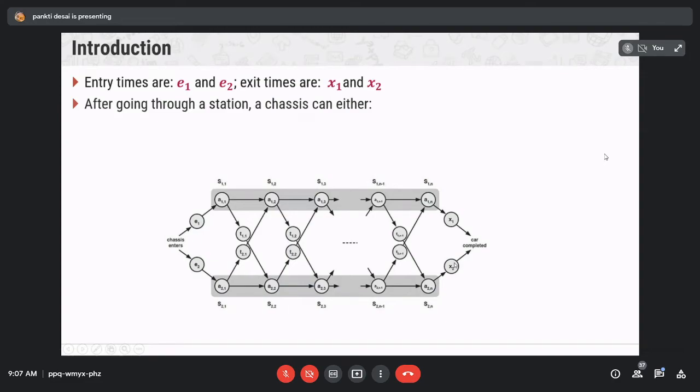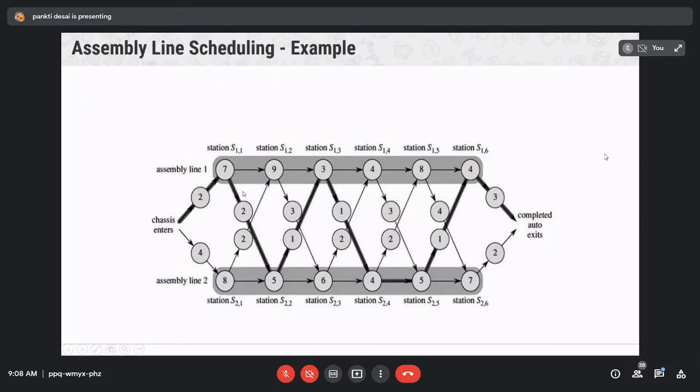Now, after going through a station, the chassis can either stay on the same line at no cost, or transfer to the other line. To transfer from one line to the other, the time is Tij for i equals 1 to n minus 1. Now consider this example. This is one problem that we can solve using dynamic programming. This is the assembly line scheduling problem.